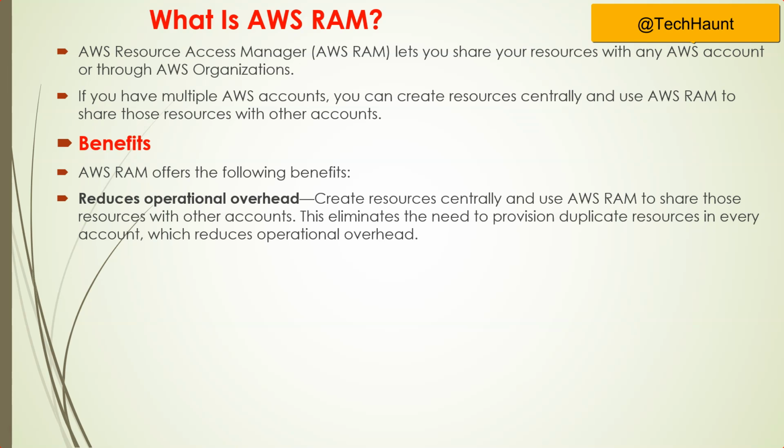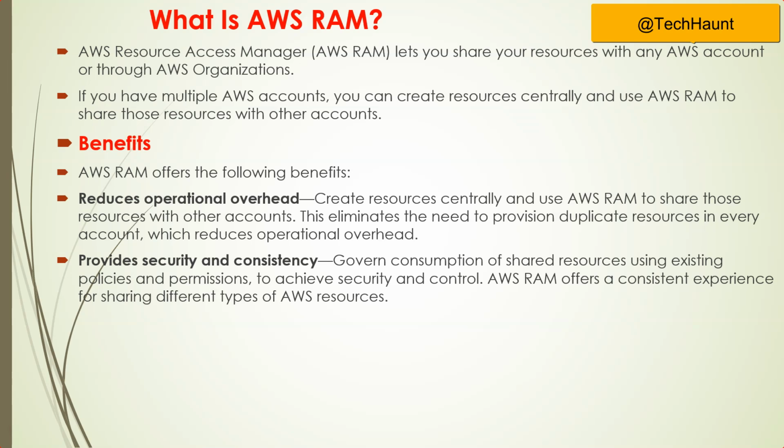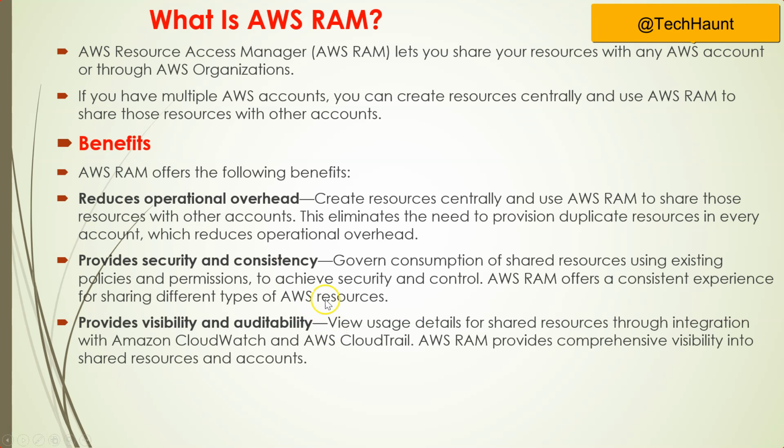And then it provides security and consistency. It governs the consumption of shared resources using existing policies and permissions to achieve security and control. AWS RAM offers a consistent experience for sharing different types of AWS resources. It also provides you visibility and auditability into your AWS account. So you can view the usage details for shared resources through integration with CloudWatch and CloudTrail. And AWS RAM provides comprehensive visibility into shared resources and accounts. So that's how you can use RAM in your AWS.